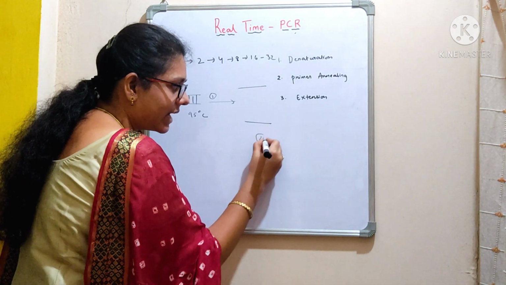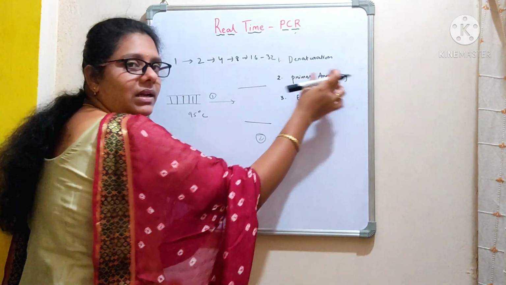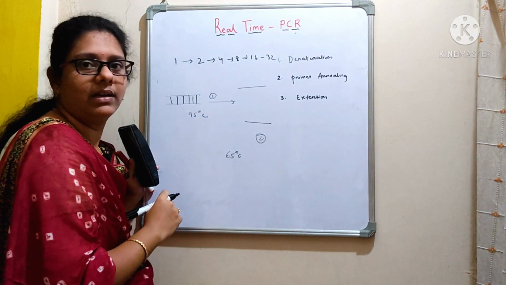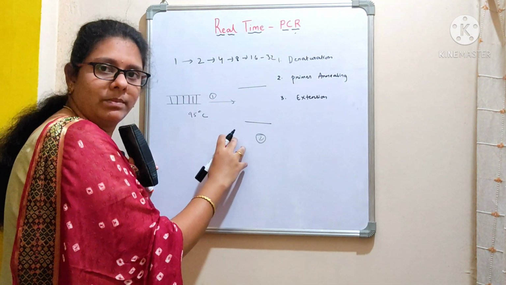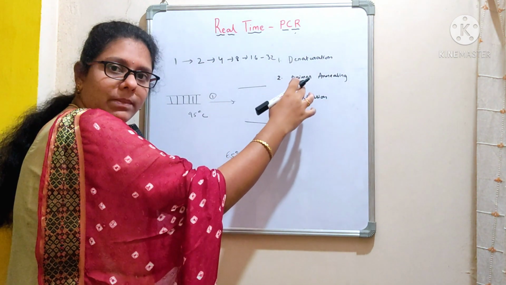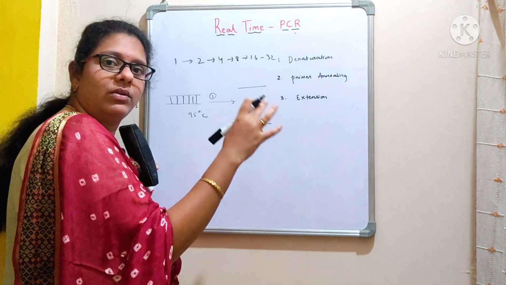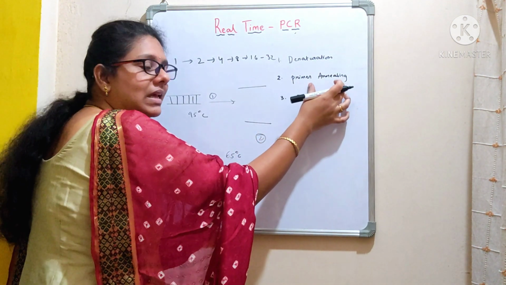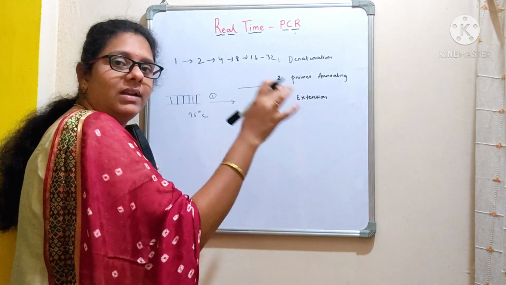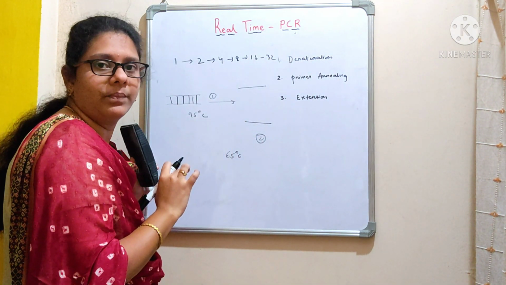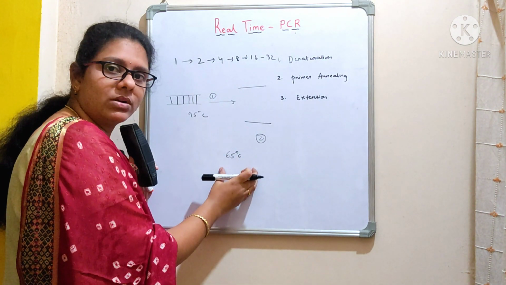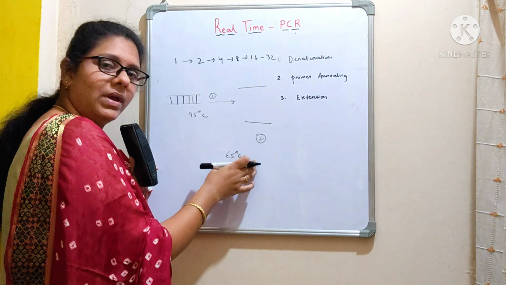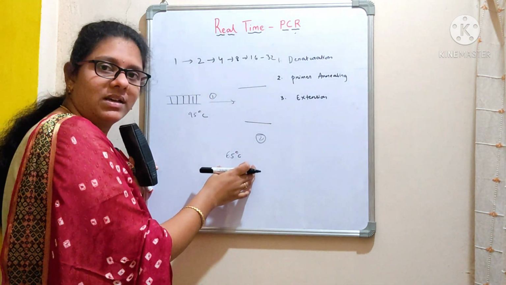Then in the second step, what happens? Primer annealing. So here we maintain a temperature of 65 degrees centigrade. So you need to standardize the temperature here. When you design a primer, first you need to know the melting temperature. Once you know the melting temperature, the annealing temperature should always be 5 degrees less than the Tm of a primer. Right? So here you set a temperature of 65 degrees centigrade. So from 95 degrees centigrade, in the second step, the temperature is reduced to 65 degrees centigrade.